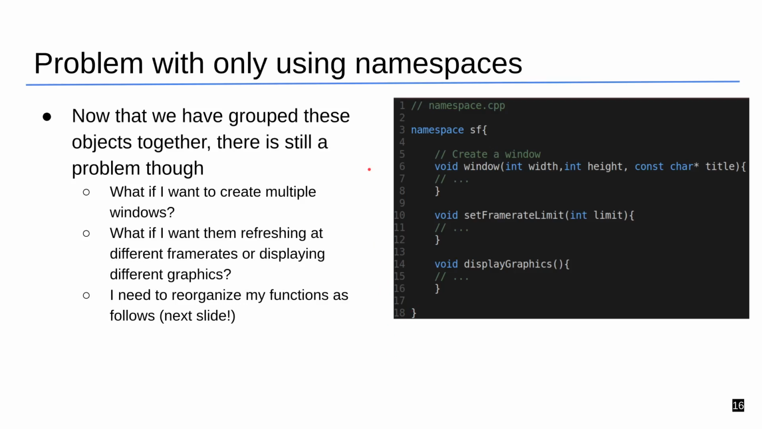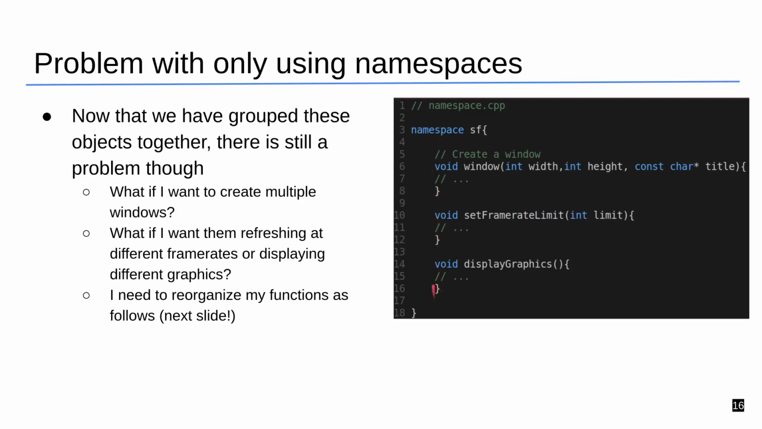But the problem here with only using namespaces is that, what if I want to create multiple windows here? Okay, I still have this function to just sort of create one window here. And again, if I only have one window, maybe I want them to have different frame rates and display different graphics on them because you've got an application with multiple windows running, like an internet web browser or something. So we need to reorganize this function a little bit. We need to refactor it in a way. We still like this namespace abstraction.